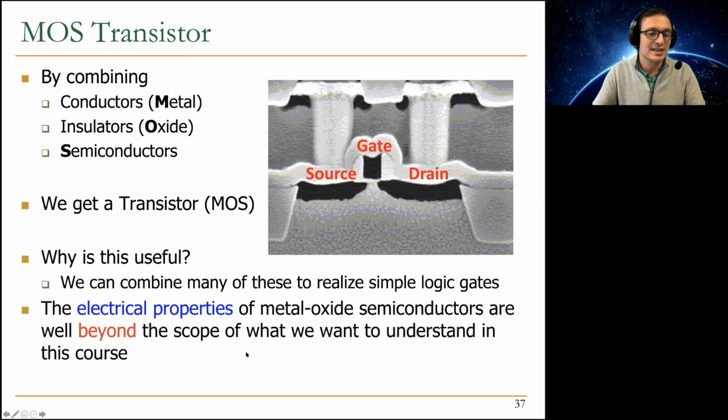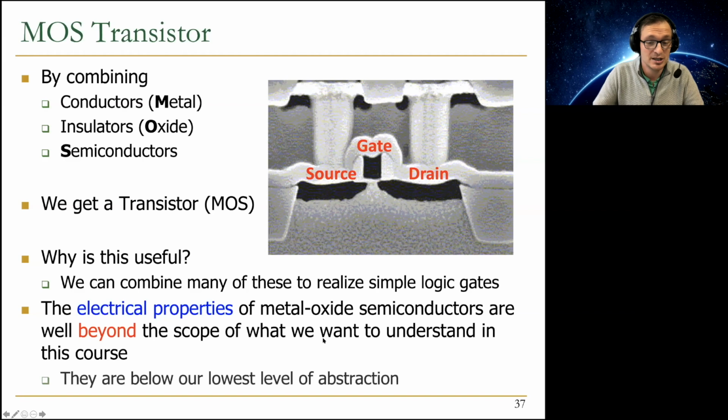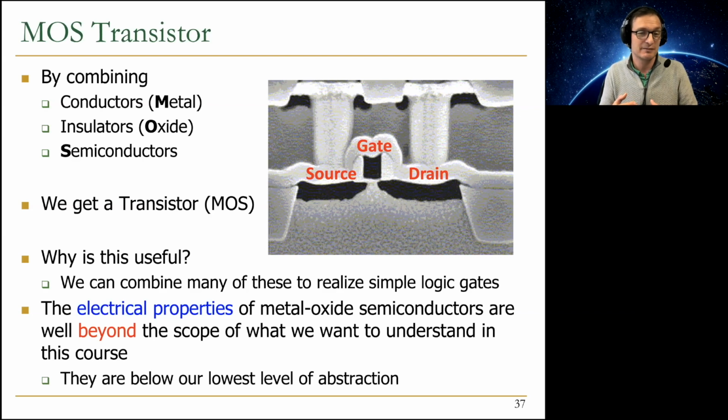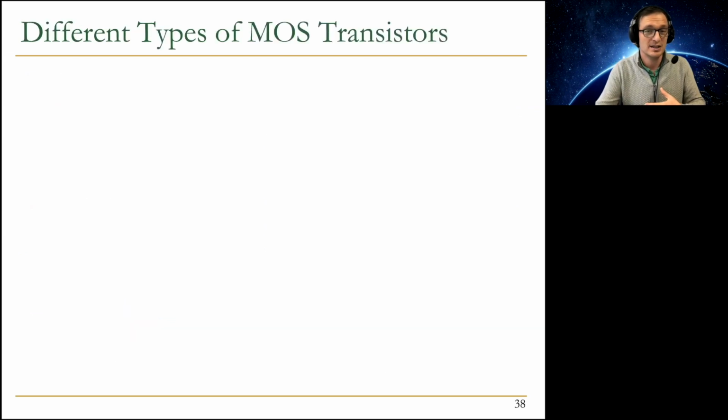As I mentioned, the electrical properties of metal oxide semiconductors are well beyond the scope of what we want to understand in this course. They're below our lowest level of abstraction. Our lowest level of abstraction is really logic. We don't go into the devices in this course. So let's take a look at how we abstract these MOS transistors.